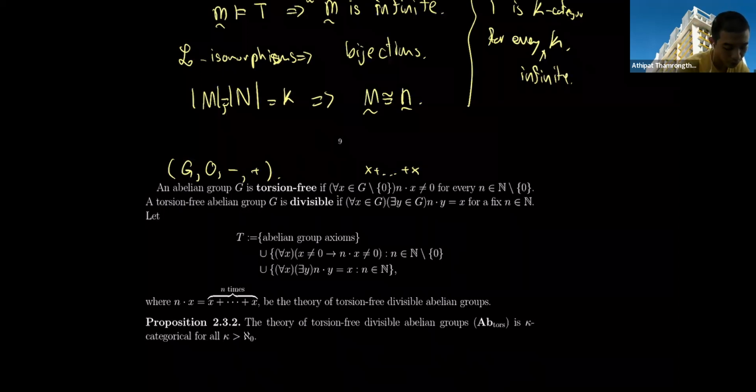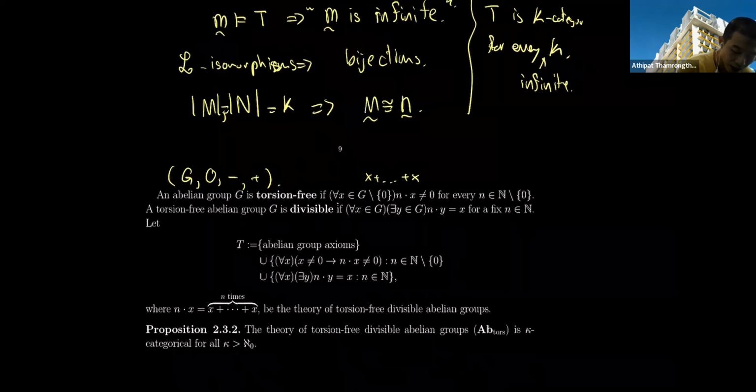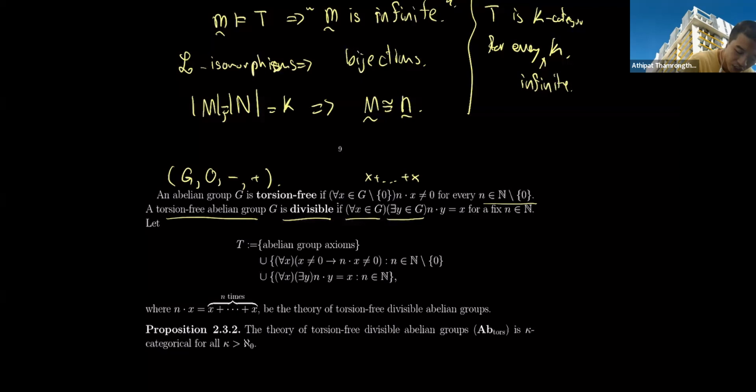When you look at the sum of nx, this is non-zero, right? For any n that is non-zero. And we're going to say that a torsion-free abelian group is divisible if for every x in G, there exists a y in G such that n times y is equal to x for a fixed n, that is a natural number.